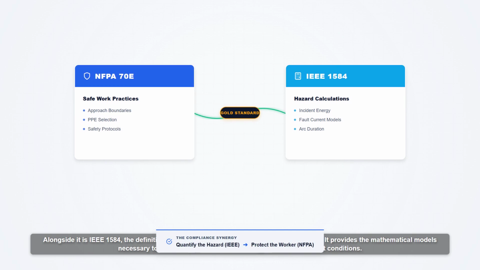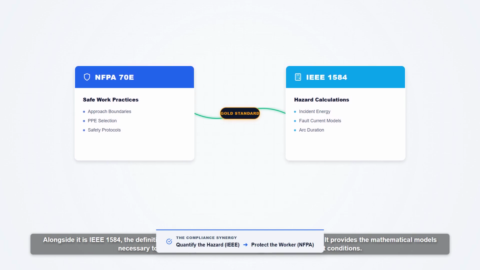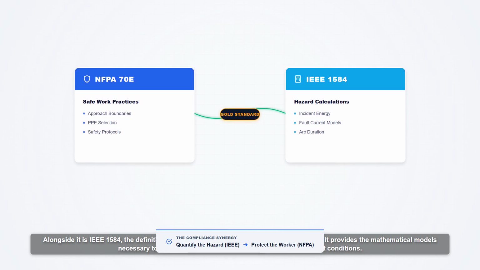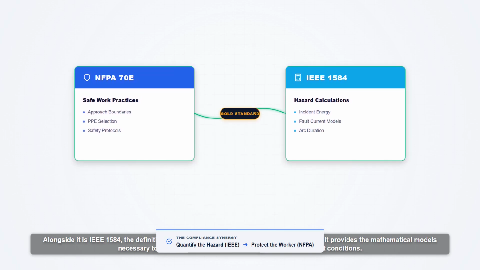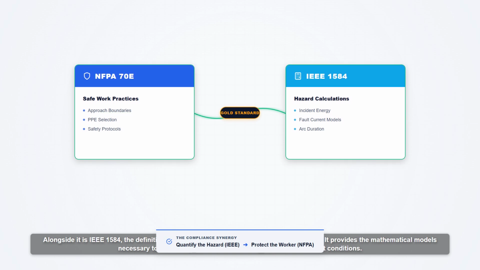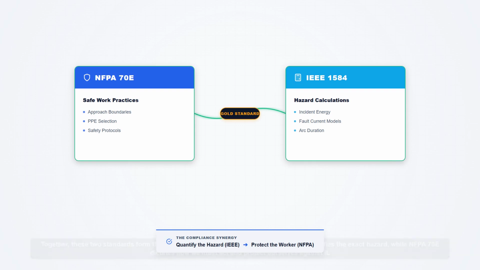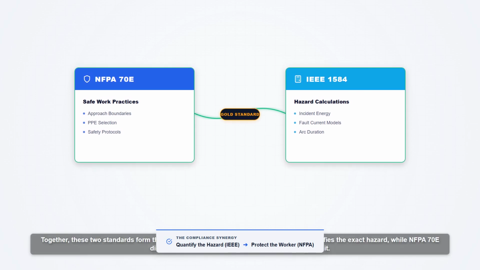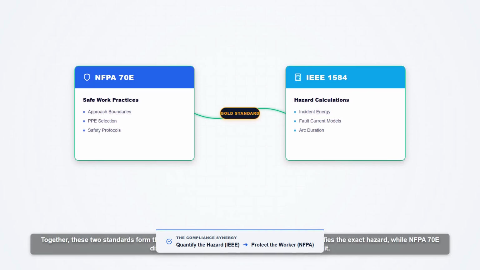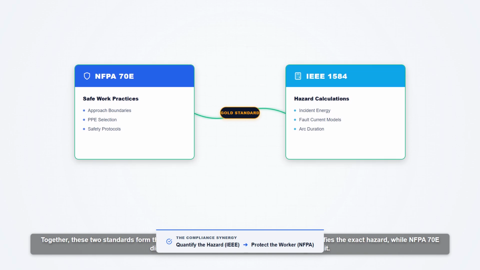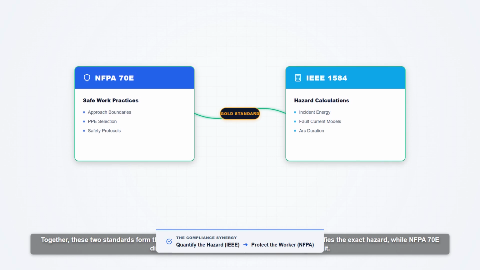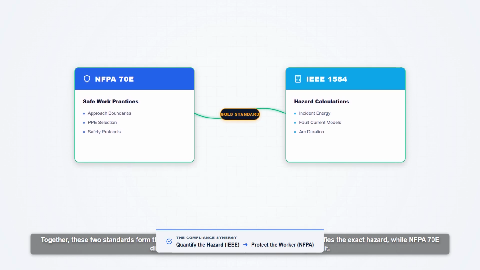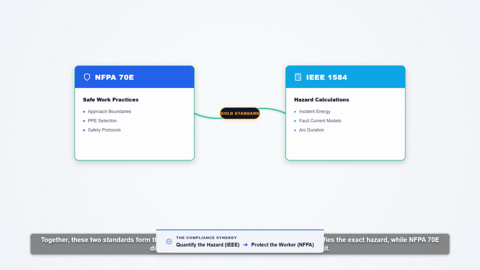the definitive guide for performing arc flash hazard calculations. It provides the mathematical models necessary to accurately predict incident energy under various fault conditions. Together, these two standards form the gold standard for electrical safety. IEEE 1584 quantifies the exact hazard, while NFPA 70E dictates how we must act and protect ourselves against it.